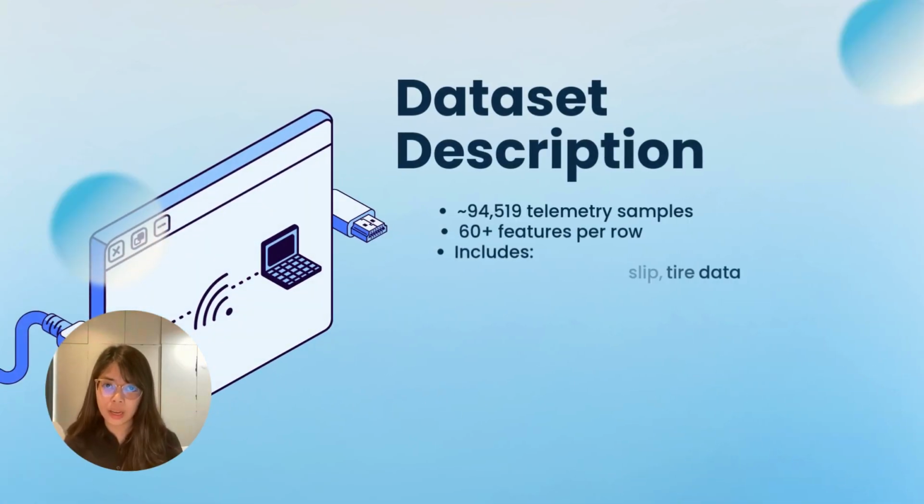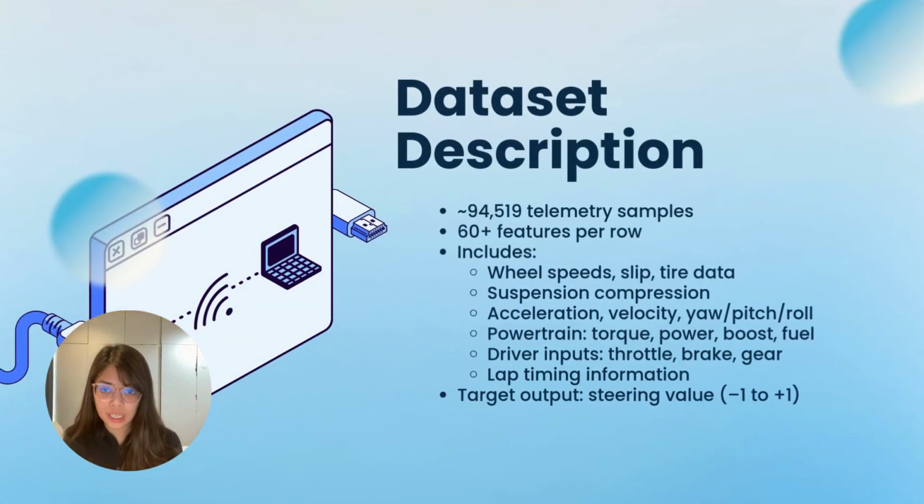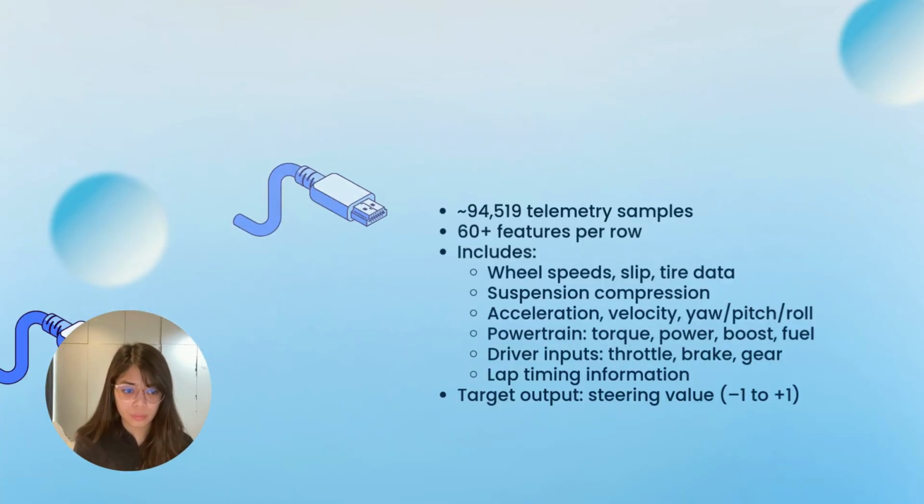Now, our data set, we got it from Kaggle, and it contains roughly 94,000 samples. Each row has more than 60 measurements, including wheel slip, tire data, suspension, compression, velocity, orientation, powertrain output, and driver inputs like throttle and brake. Our target variable is the steering value, normalized between -1 and +1. So -1 is leftmost, 0 would be centered, and +1 would be rightmost.